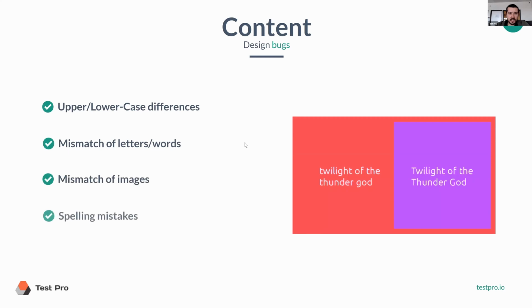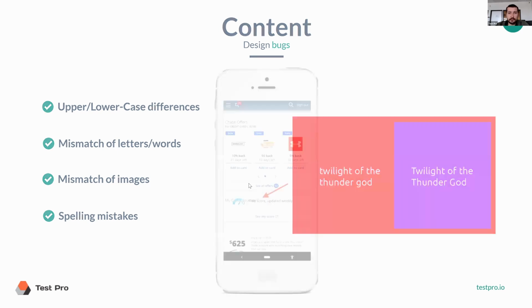Content-related defects, like upper and lower cases, mismatch of letter words, wrong images. Spelling mistakes is actually one of the very popular ones as well.